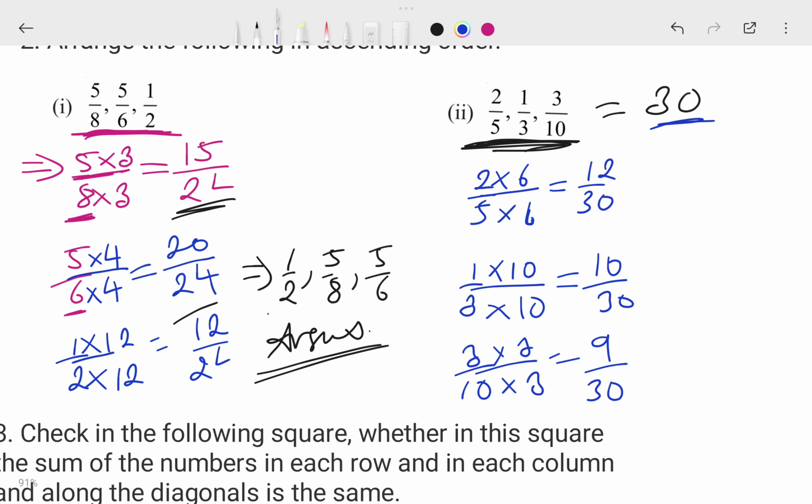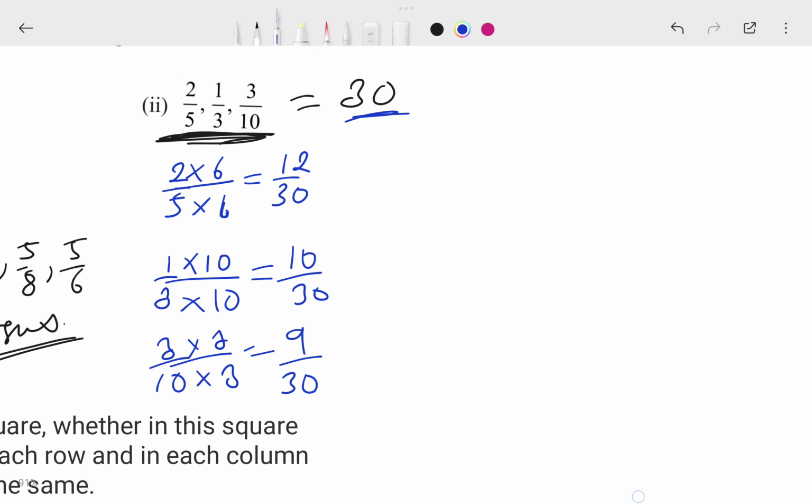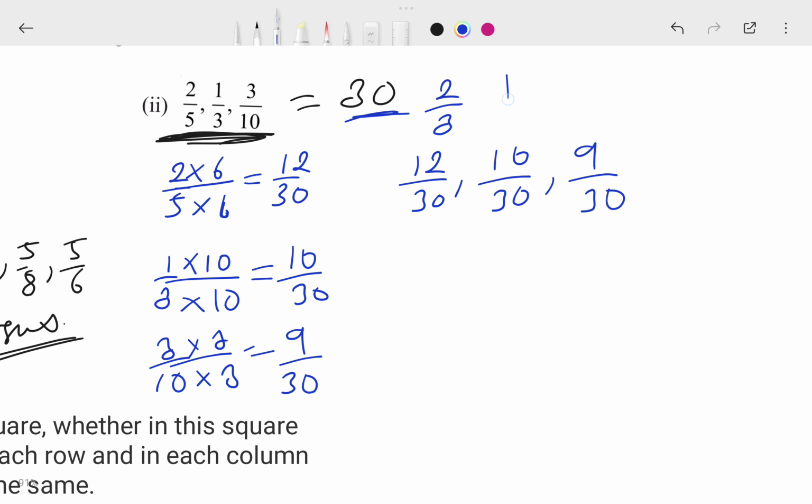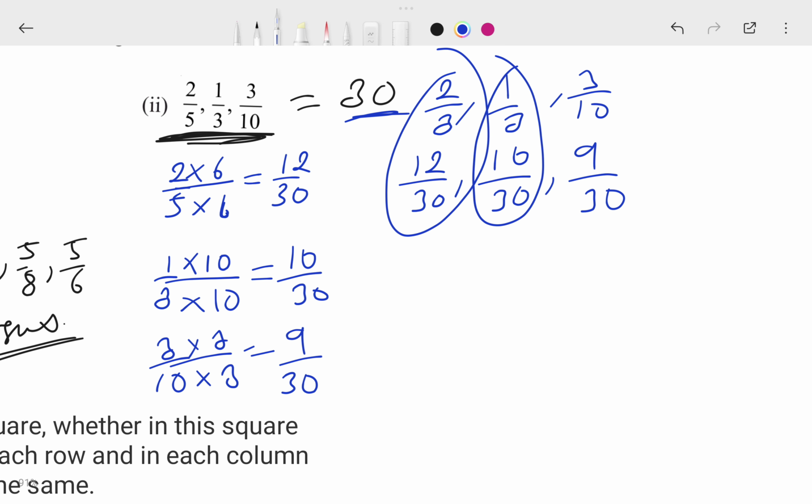If you see here, what we get is 12 by 30, 10 by 30, and 9 by 30. The denominator is totally the same. These are the only numbers. This is 2 by 3, 1 by 3 and this is 3 by 10.